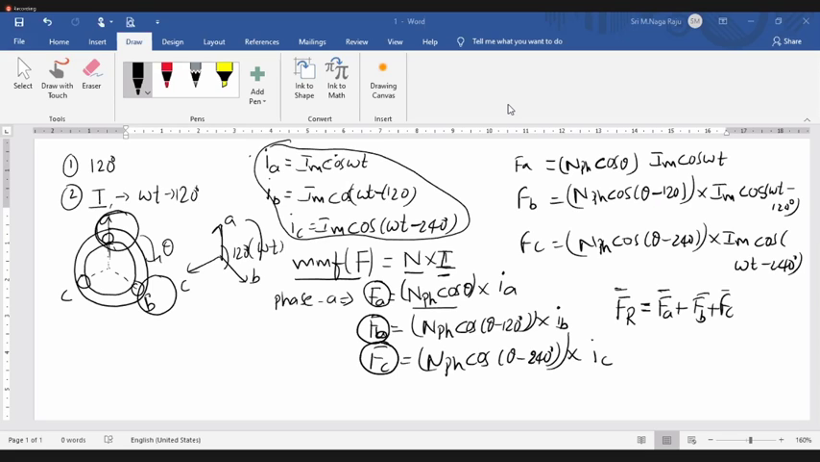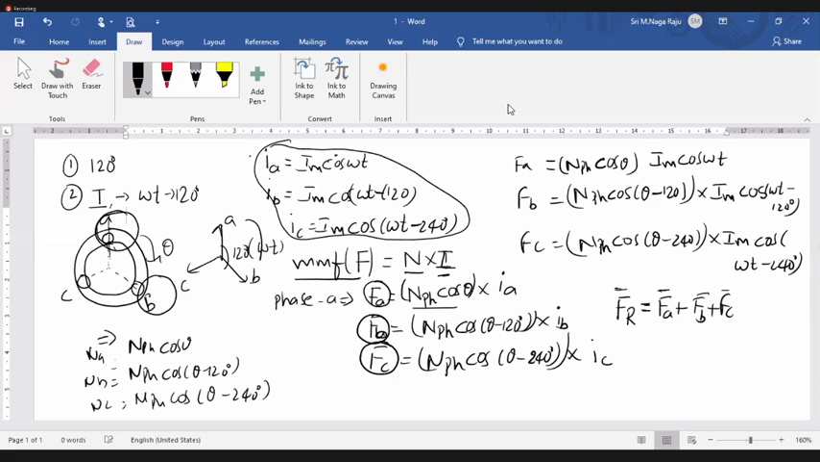Next point, number of turns for phase A is N phase cos theta. Number of turns for phase B is N phase cos (theta minus 120). Similarly, for phase C it is N phase cos (theta minus 240). This is the number of turns NA, NB, NC.